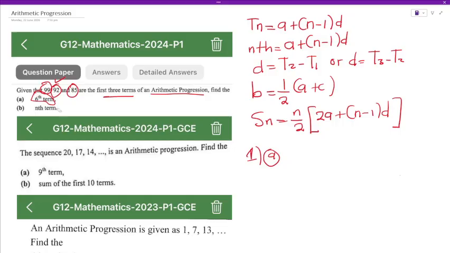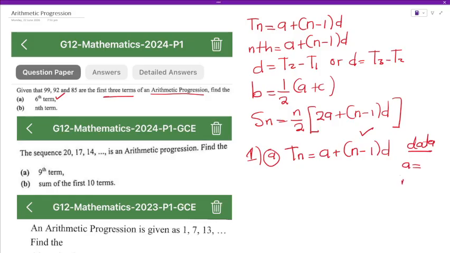So the first thing you do is, let's call this one question 1A. You are finding the terms. Okay, you've been asked to find a term. You need to write down the formula for finding the terms, which is Tn is equal to A plus open bracket n minus 1 D, and then you put your data table there. In this formula, what do you need? You need A, you need N, you need D.